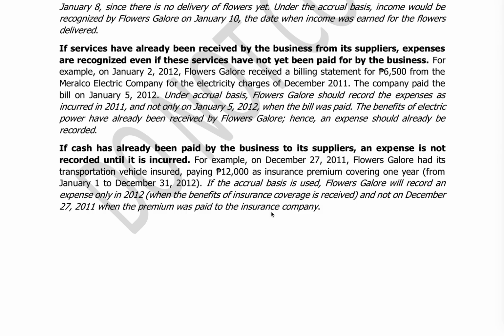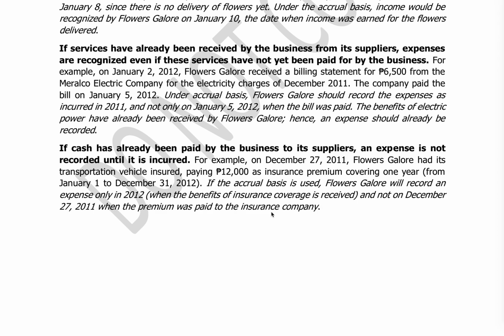So, on December 27, 2011, Flowers Galore had its transportation vehicle insured, paying 12,000 pesos as insurance premium covering 1 year. Again, covering 1 year. So, you paid in advance 12,000 pesos, but that is good for 1 year. Or, how many months in 1 year? 12 months. From January 1 to December 31, 2012.